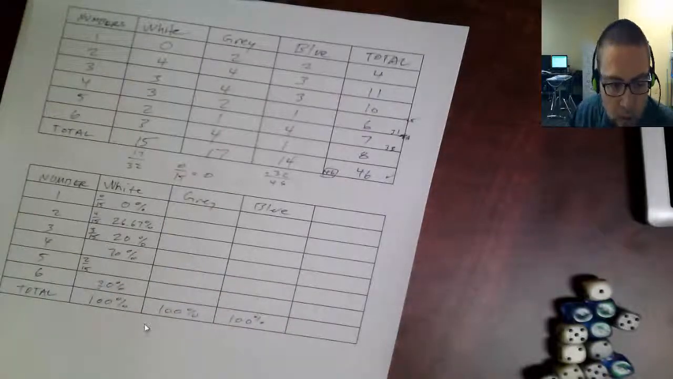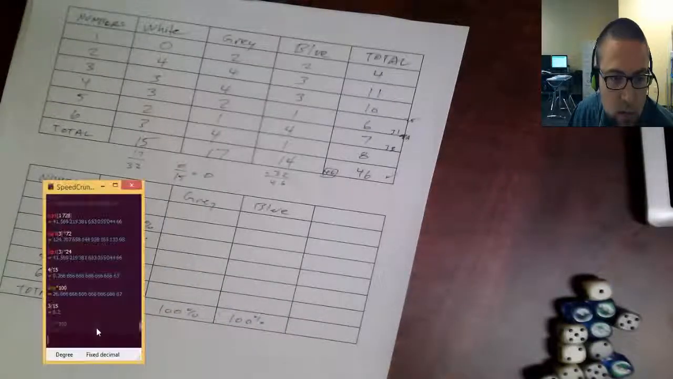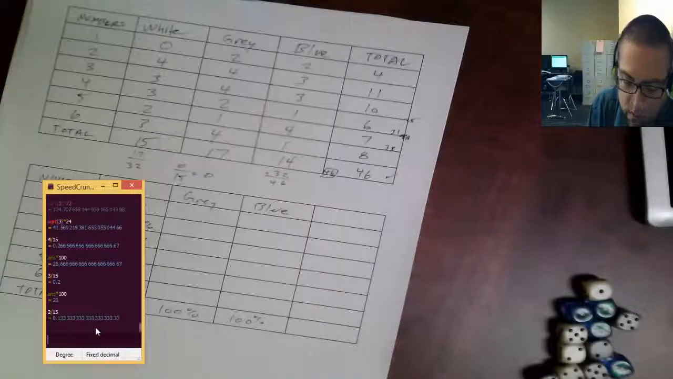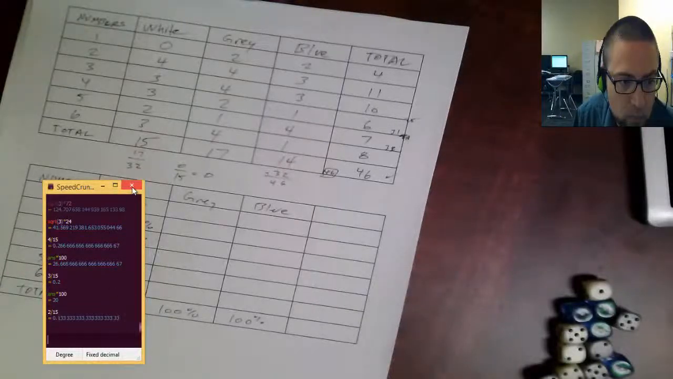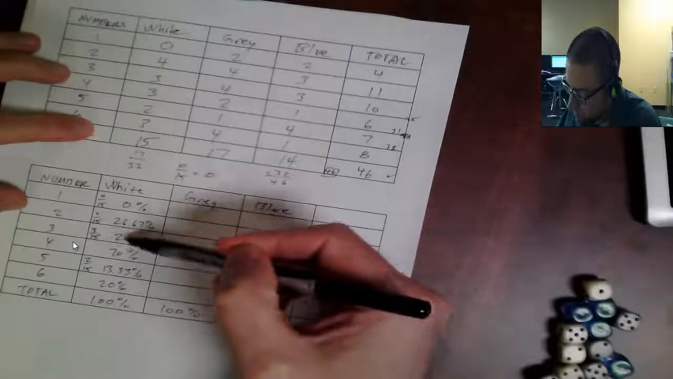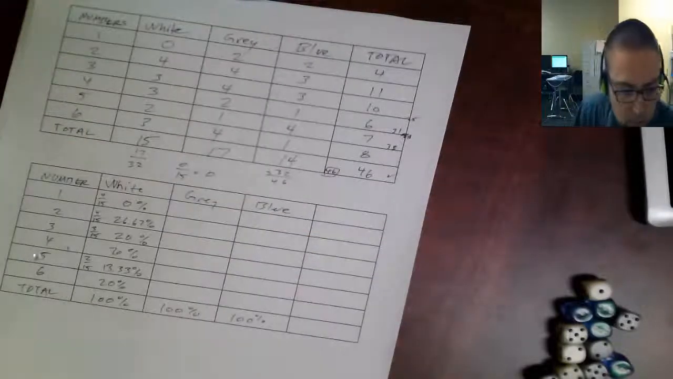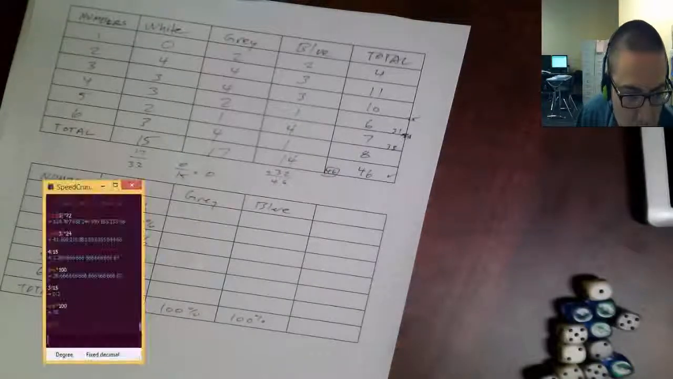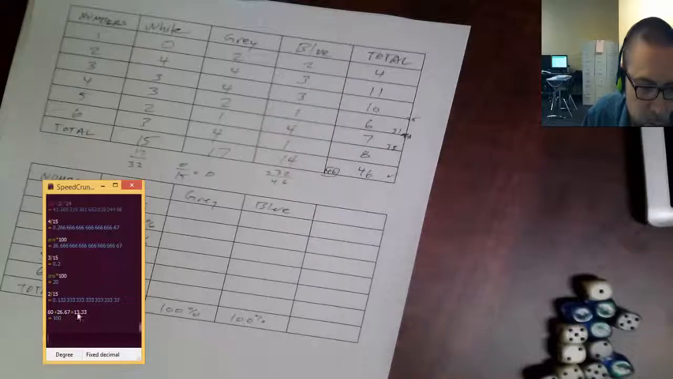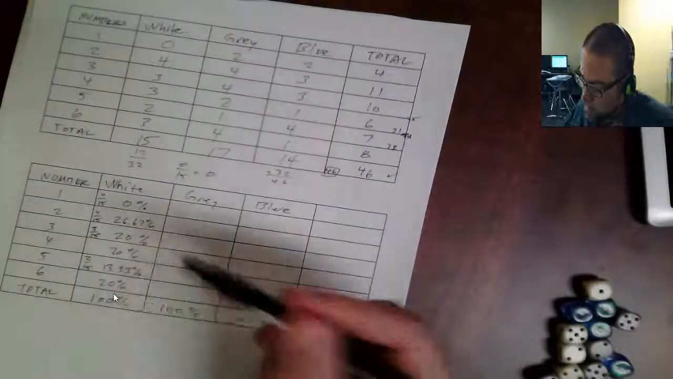Now the number of 5s was 2 out of 15. So 2 divided by 15 is 0.133, which is 13.33%. So if I add these up, it should be 100. So 20, 40, 60, and so 60 plus 26.67 plus 13.33, and you see that it does equal 100. Alright, and then that's how you would do each one of these.